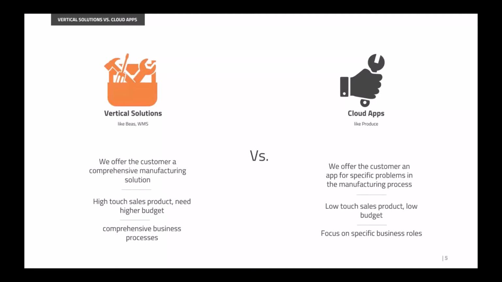But in the end, the best customer is a customer who also has a very comprehensive business process. You know, that means we see the vertical solutions more as a toolbox for a comprehensive solution. With that, we can build a solution for the customer to solve a very complex and comprehensive business process. On the other side, we have the cloud apps like Produce, like Inspect, and the other one.